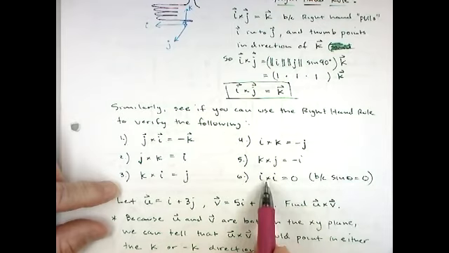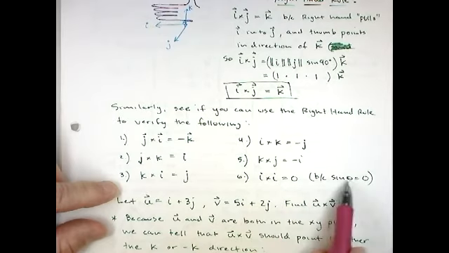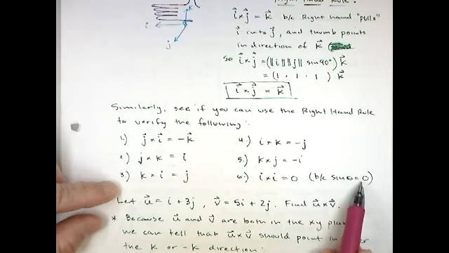Now, if you do a cross product of two of the same vectors, or any vectors pointing in the same direction, i and i are pointing in the same direction, you're going to get 0 because the cross product involves the sine of the angle between them, which would be 0. Okay.